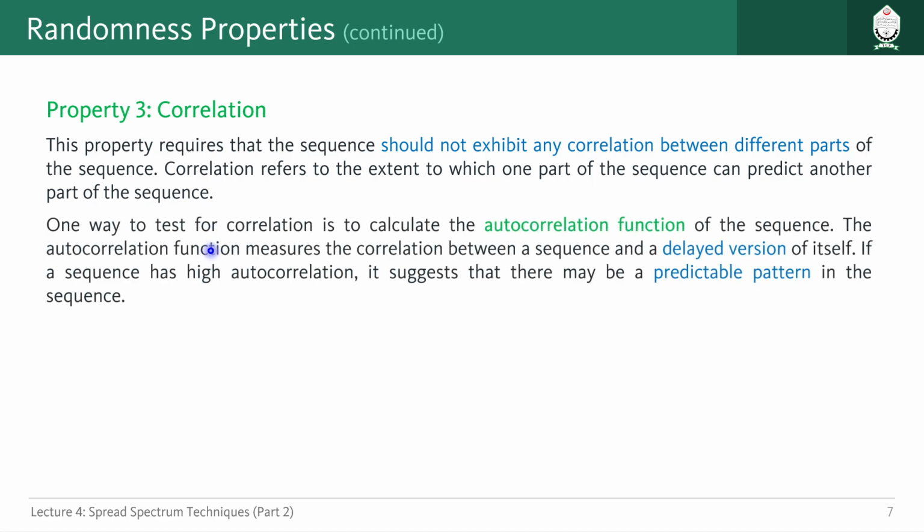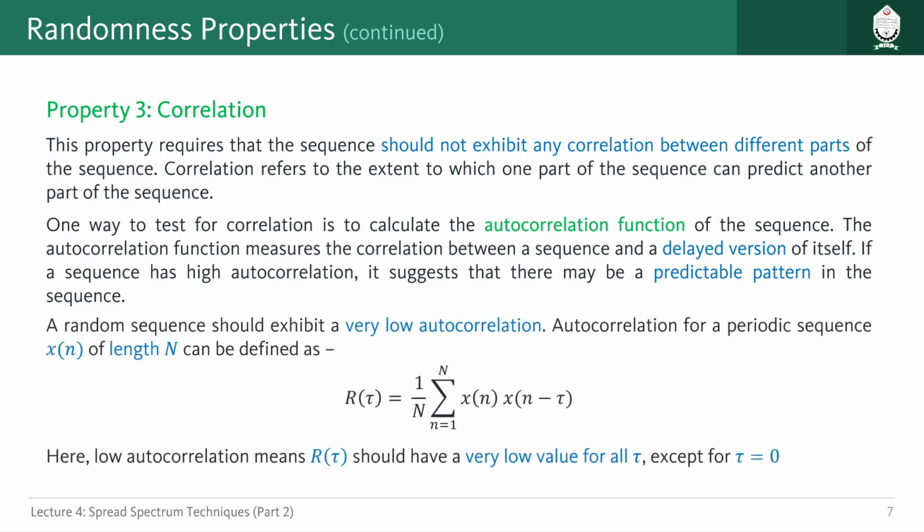And for checking that property, we can calculate the autocorrelation function of our sequence. Autocorrelation means measuring the correlation between our sequence and a delayed version of itself. If a sequence has high autocorrelation, that means our sequence has some kind of predictable pattern, and using that predictable pattern, an unintended user can generate the same sequence, which we obviously don't want. That's why our random sequence should exhibit a very low autocorrelation.